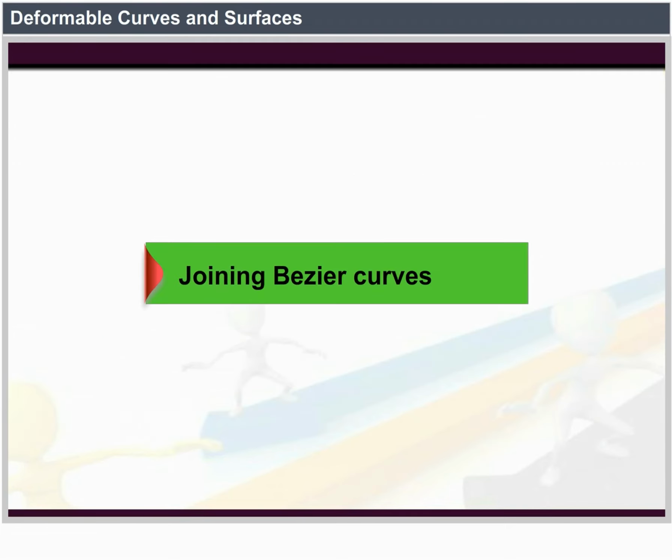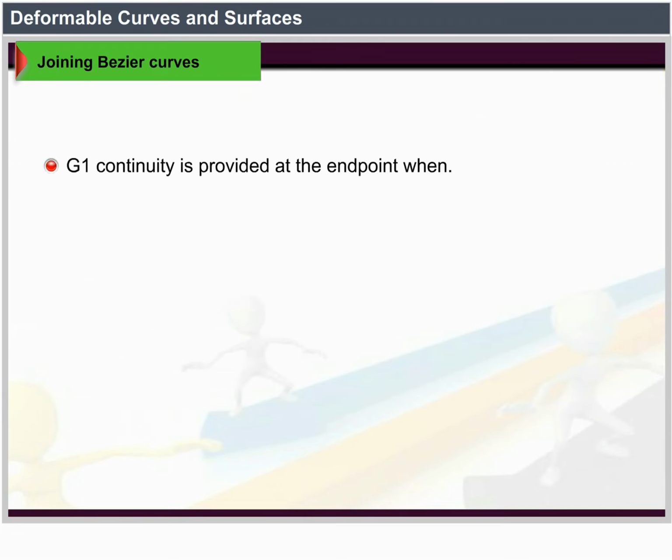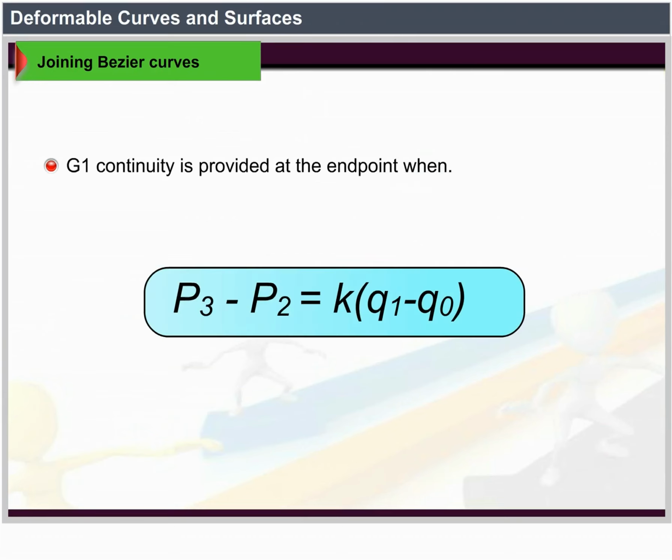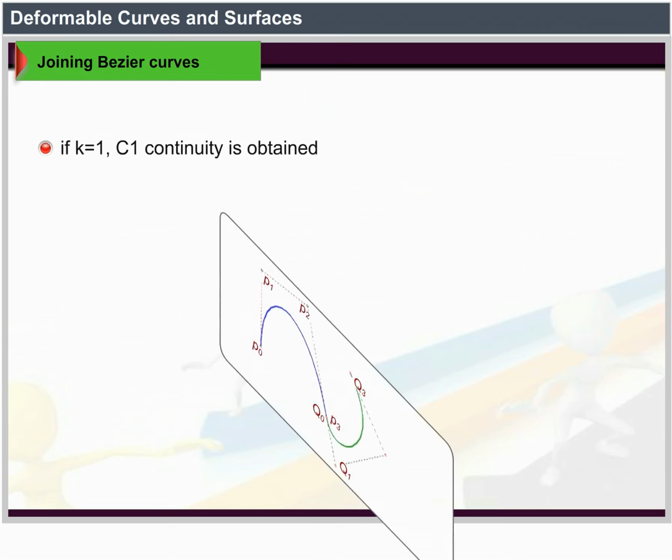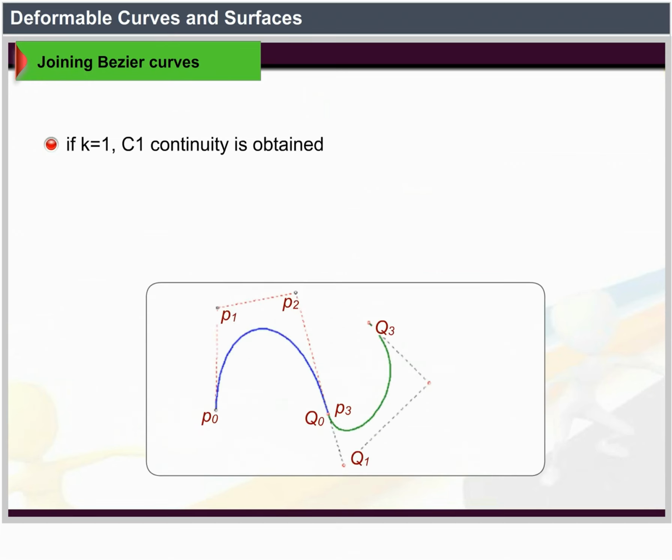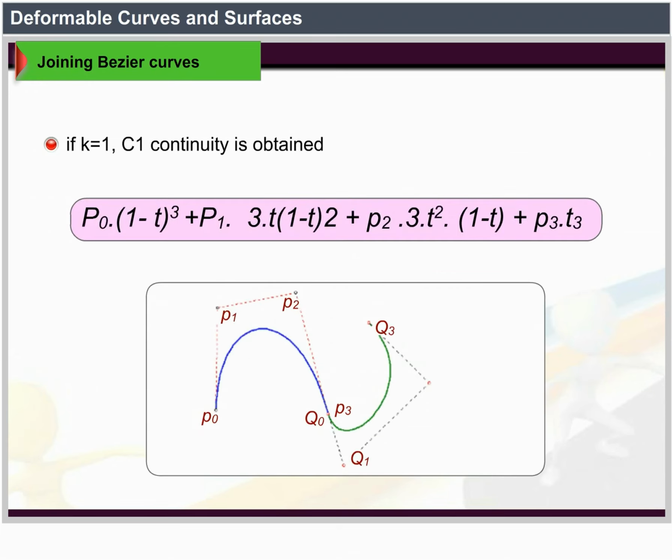Joining Bézier curves. G1 continuity is provided at the endpoint when P3 minus P2 equals K times (Q1 minus Q0). If K equals 1, C1 continuity is obtained by the expression now seen on screen.